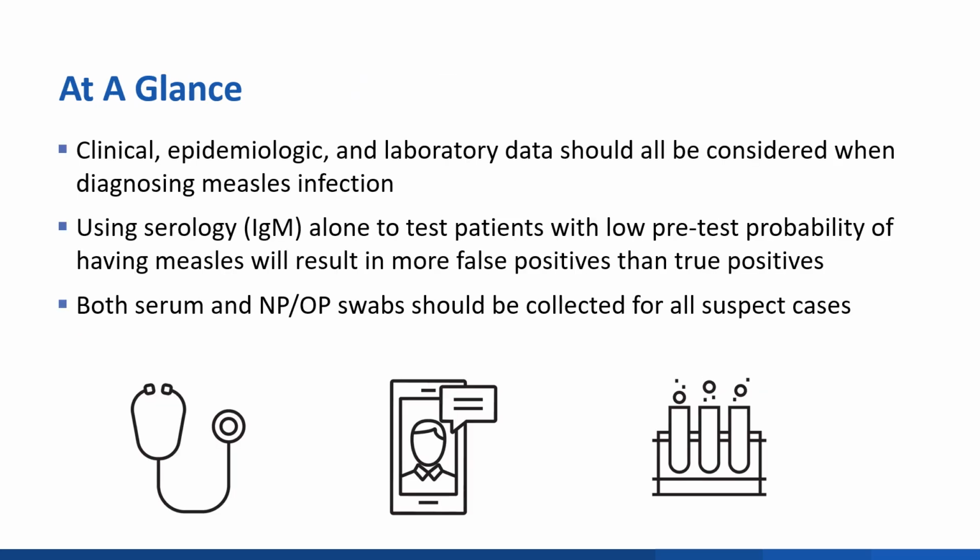So at a glance, and to summarize, clinical, epidemiologic, and laboratory data should all be considered when diagnosing measles infection. Second, using serology alone, in this case IgM, to test patients with a low pretest probability of having measles will result primarily in false positive results. And third, both serum and a nasopharyngeal or oropharyngeal swab should be collected for all suspect cases of measles.